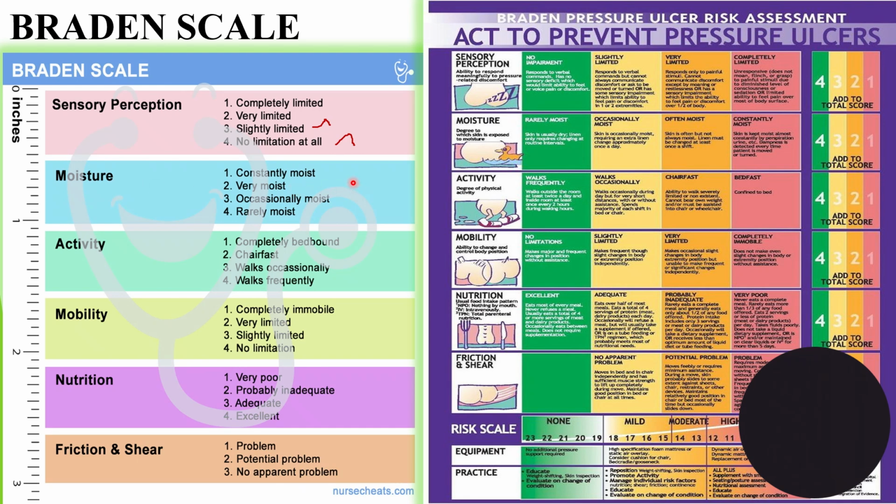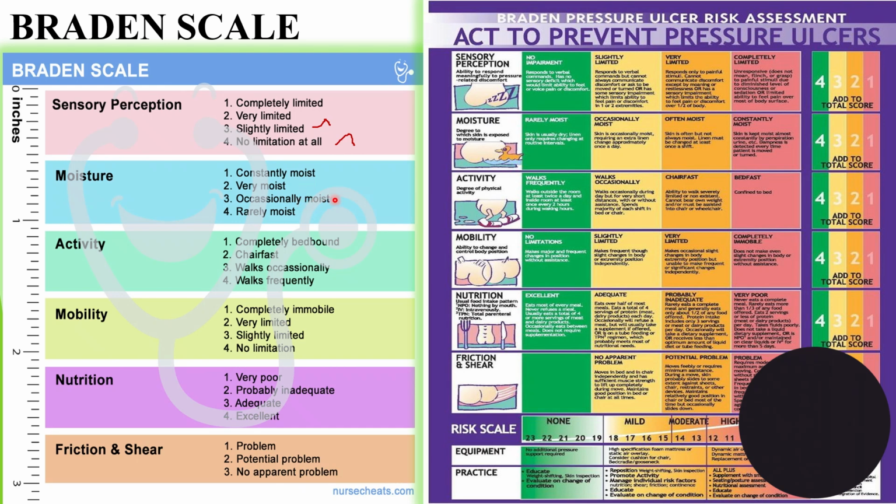So when you come to moisture, we have constantly moist, very moist, occasionally moist, rarely moist. Constantly moist means the skin is kept moist almost constantly by respirations, urine, fecal matter, etc. So we can detect every movement or turning of a person. Often moist means the skin is often but not always moist. The linen must be changed at least once in a shift.